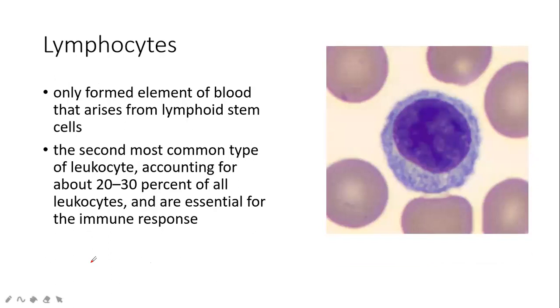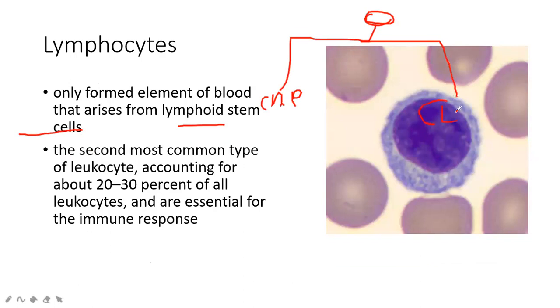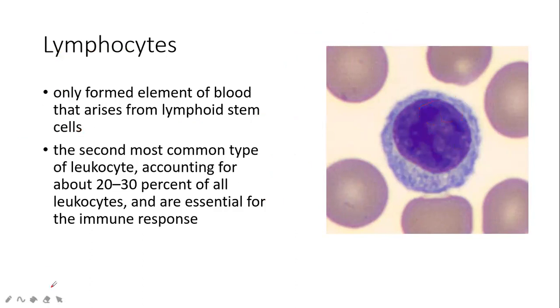Then we also have lymphocytes. Lymphocyte is the only formed element that comes from lymphoid stem cells. If you look at your hematopoietic chart, your hematopoietic stem cell proliferates into your common myeloid progenitor cell and your common lymphoid progenitor cell. The rest of your cells, your erythrocytes, your RBCs, your platelets, as well as your neutrophils, eosinophils, basophils, and monocytes, come from the common myeloid progenitor cell. Only lymphocytes are produced from your common lymphoid stem cells.